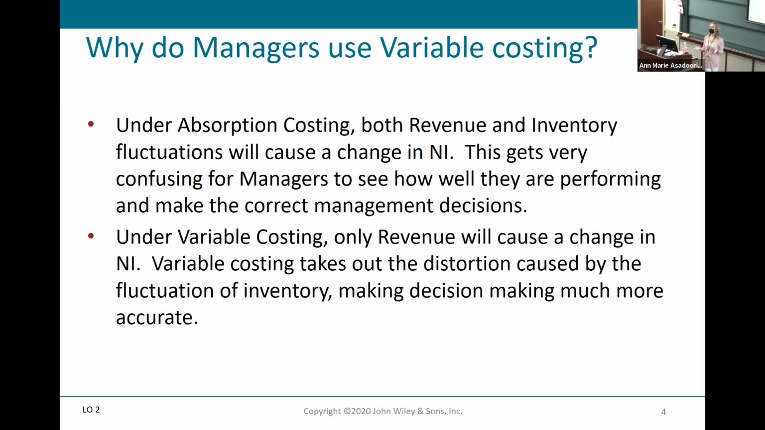So what we're going to do is I'm going to introduce you to this new variable costing system. And there's only one thing that is going to affect your bottom line, and that is your revenue changes. And so it's so much easier for you to see how well you're performing in terms of what you're doing to make improvements because it removes that inventory distortion.